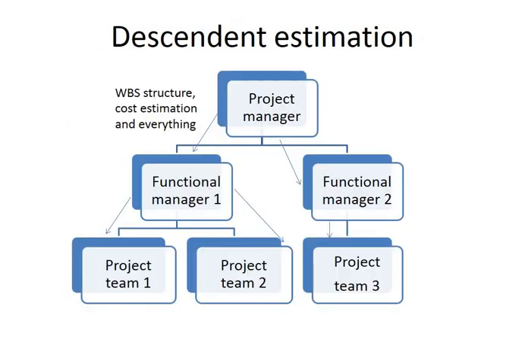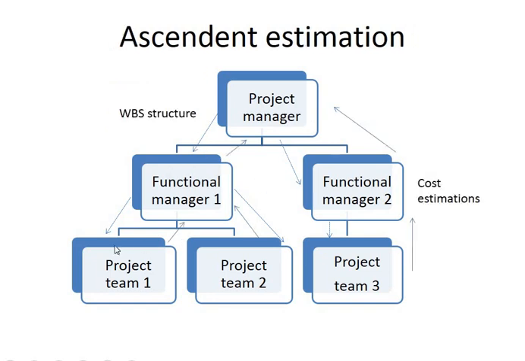So this figure shows the descendant estimation. As you can see, all the information comes from up and goes to the bottom, so this is just dividing. And ascendant, in this case, you tell the functional managers and then the team managers what they need to do, and they answer with their own estimations of the costs.